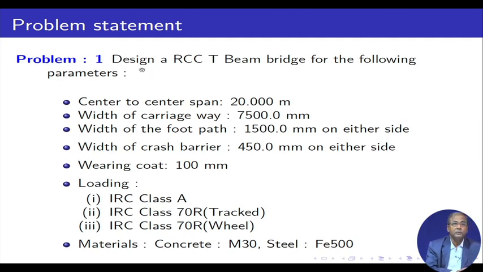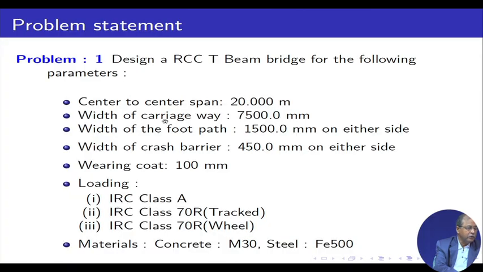So, first we have to give the parameters for which you would like to solve it. One is the center to center span of 20 meter, that is the most common. If you consider a slab bridge, then the comfortable span, I can say, is 8 to 10 meter. Similarly, whenever you are talking about reinforced concrete road bridges, for the RCC T-beam girder bridge the comfortable span you can say is 20 meter.